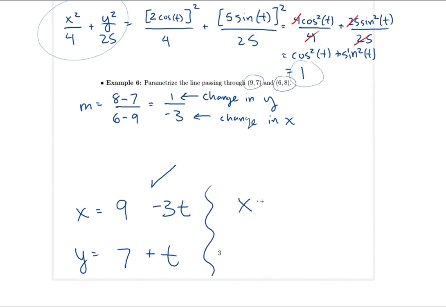Other people might choose to put 6 here and 8 here. And that's just fine too. It's no big deal at all. And so understand that all that's happening here is the starting place is different, but you get the exact same line no matter which one you choose.